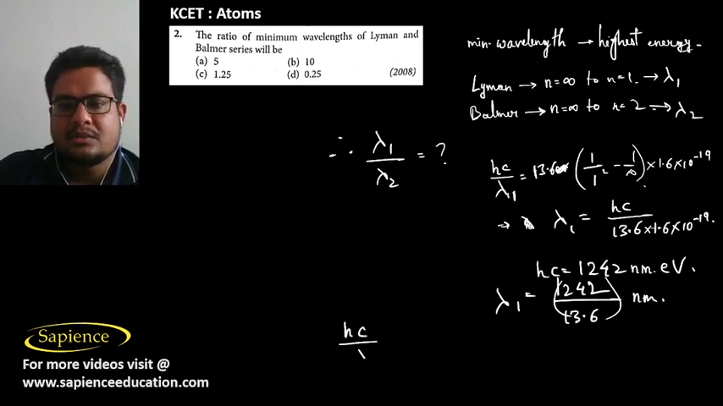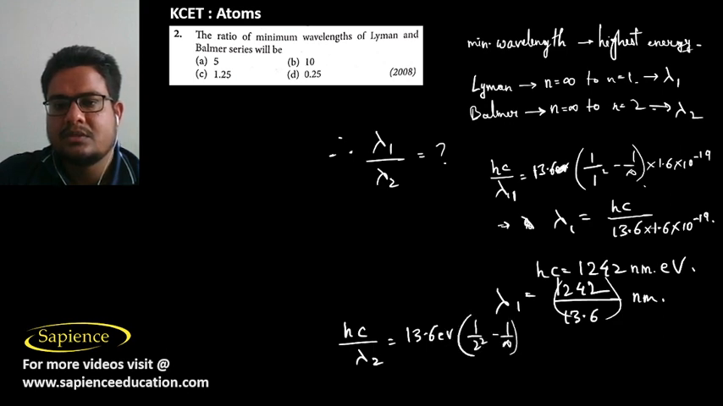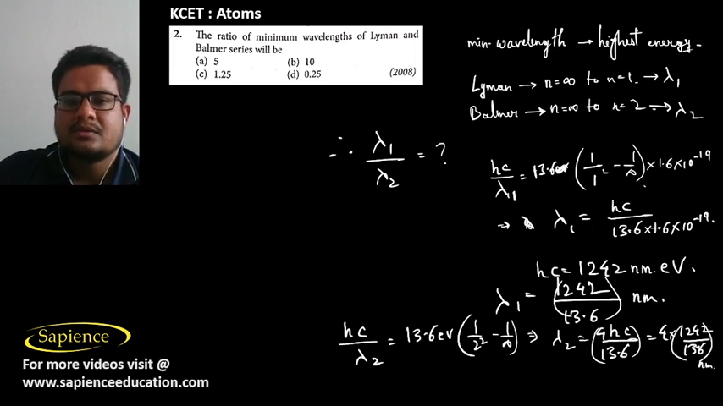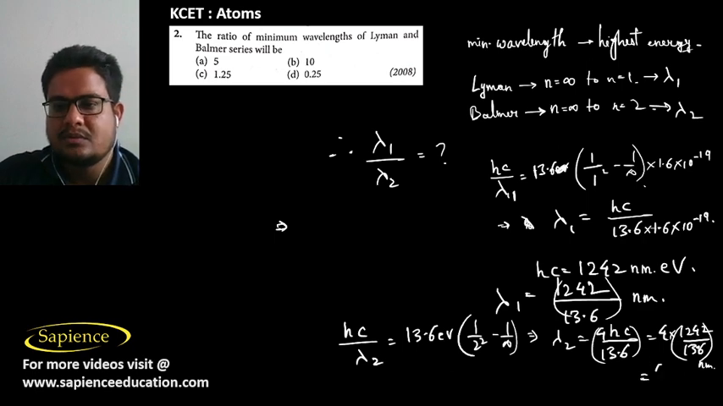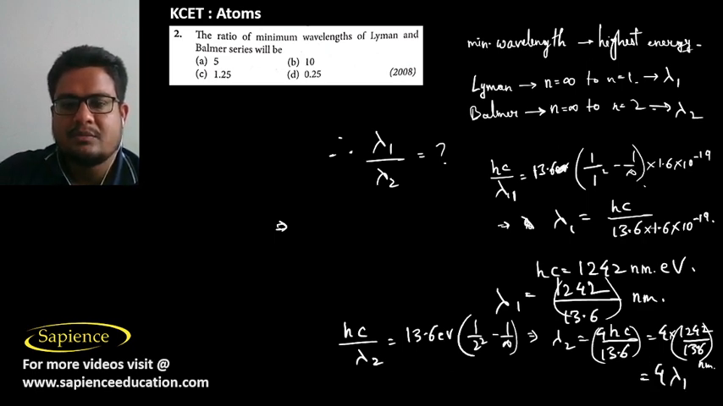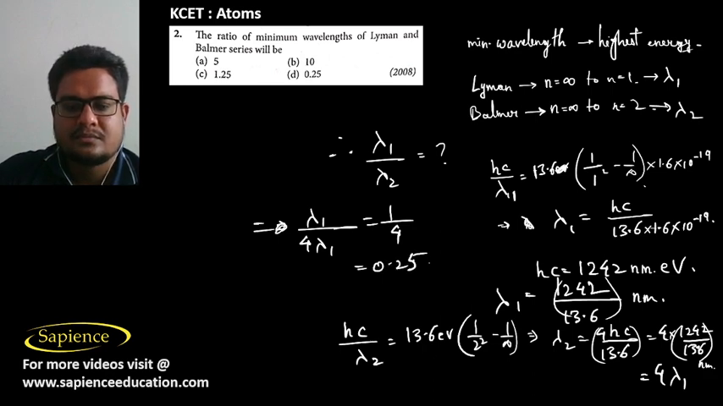And similarly lambda 2: hc by lambda 2 is 13.6 electron volt into 1 by 2 square minus 1 by infinity, that is equal to 4 hc by 13.6, that is 4 into 1242 divided by 13.6 nanometer. Therefore lambda 2 is equal to 4 times lambda 1. So lambda 1 by lambda 2 is equal to lambda 1 by 4 lambda 1, equal to 0.25. And D is the correct answer.